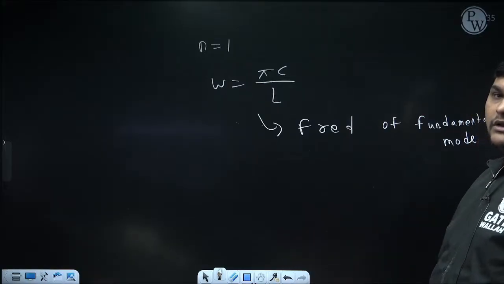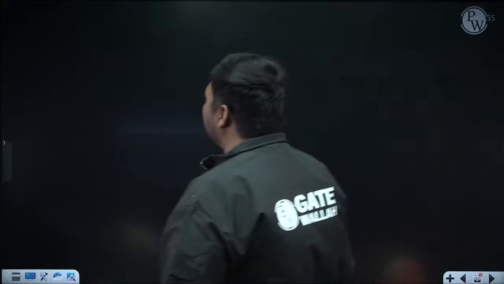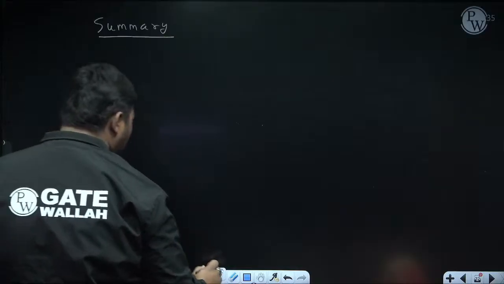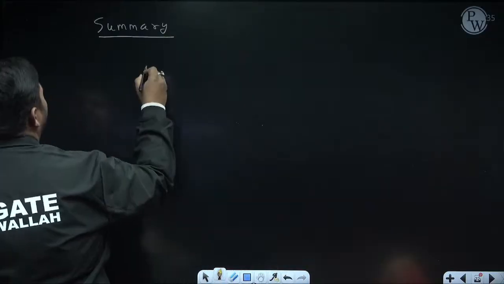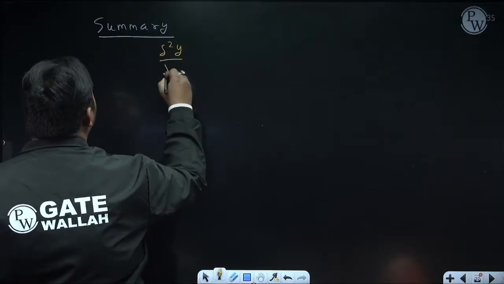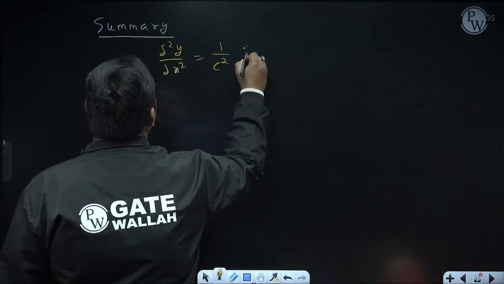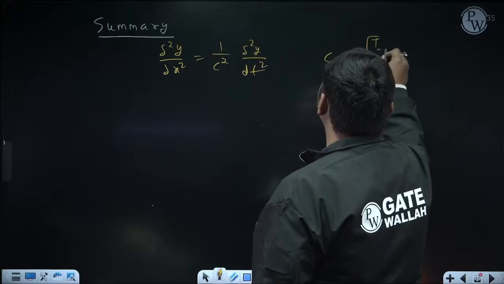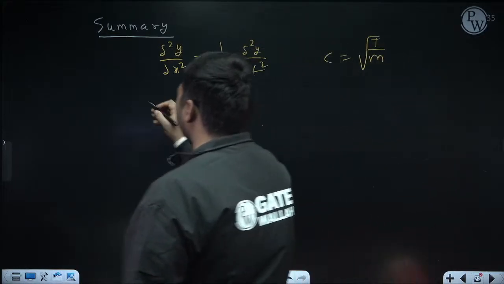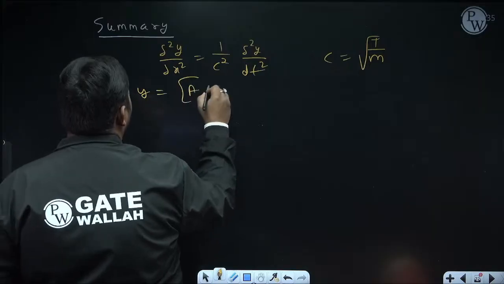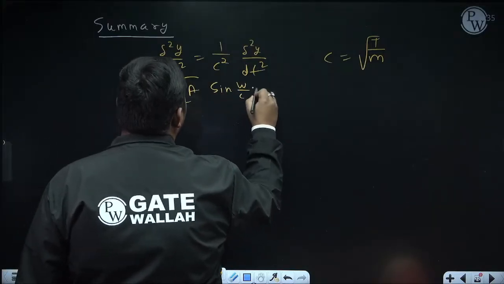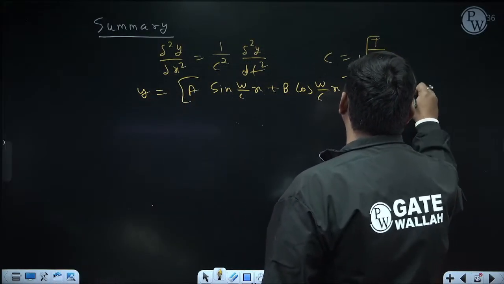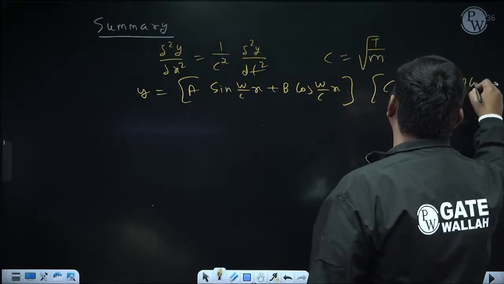Okay, now I am writing the summary, and you only have to remember this summary, and it applies to other cases also, that is, longitudinal vibration of a bar and torsional vibration of a shaft. What is the summary? In a string, first of all the equation is the wave equation, del squared y by del x squared equal to 1 upon c squared del squared y by del t squared. C is root T by m. Now if you want to write the solution, you can also write it: capital A sin(omega x by c) plus capital B cos(omega x by c), times capital C sin omega t plus capital D cos omega t.